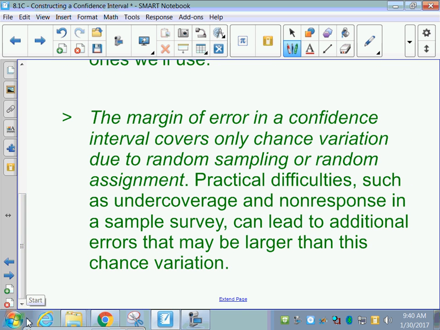The margin of error in a confidence interval covers only chance variation due to random sampling or random assignment. Practical difficulties such as undercoverage and non-response in a sample survey can lead to additional errors that may be larger than chance variation. Okay? So always make sure you have a simple random sample and make sure you don't have undercoverage or non-response or something like that happening in your sample. Make sense?